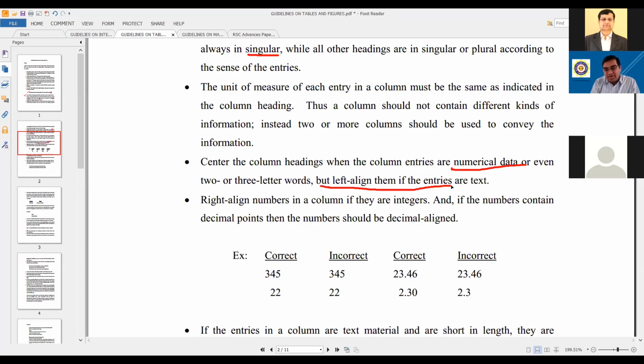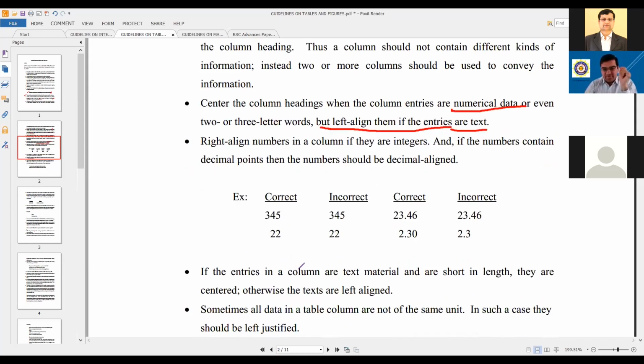See how important this information is, right? No one will tell you such things, right? When it should be centered, when it should be left aligned, when it should be right aligned, right? So it should be centered or left aligned. If all entries are text, it should be left aligned. Numerals centered, right?